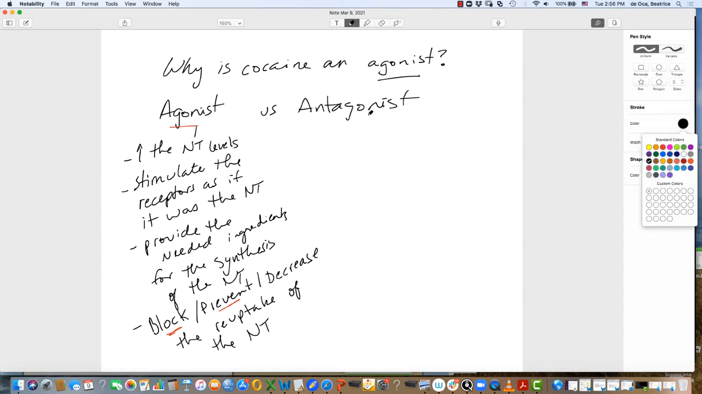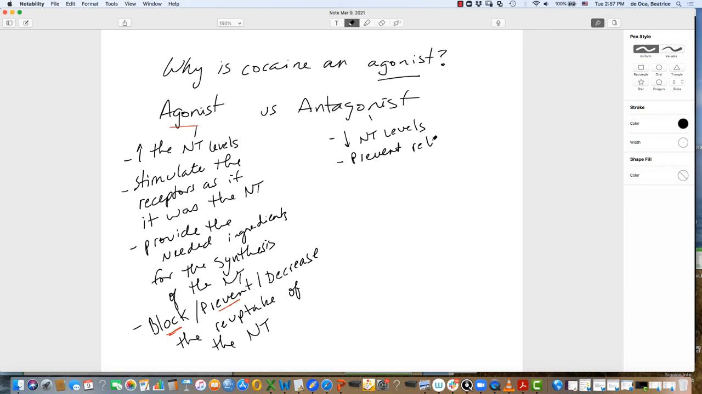And then briefly, a drug that's an antagonist is basically going to do the opposite of these things. It's going to decrease levels of the neurotransmitter. It is going to prevent the release of the neurotransmitter. It's going to block the receptors so they cannot be stimulated. So it's not going to activate those receptors at all. It's not going to stimulate them, but it's going to block the receptors so they cannot be stimulated, kind of like gumming them up and preventing any neurotransmitter that's there from going in.